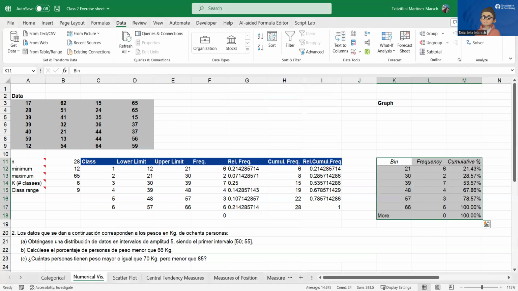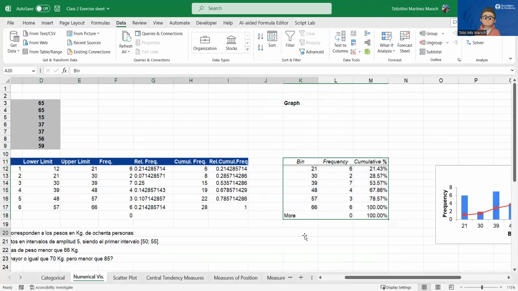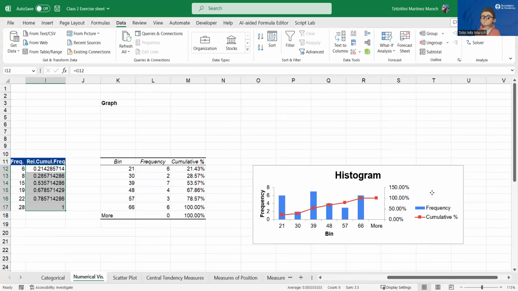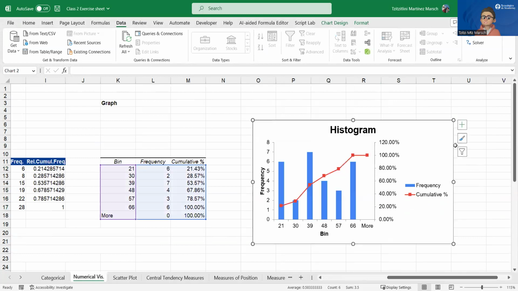So there it is. If I compare our data, our bin is this information of our upper limit. Our frequency is what our formula gave us, and our cumulative frequency is this right here. So we have the information. It was a lot quicker than doing it by hand, but it's important for you to understand how we come up with it before you just go ahead and use the data analysis. Up here to my right, I have my histogram.